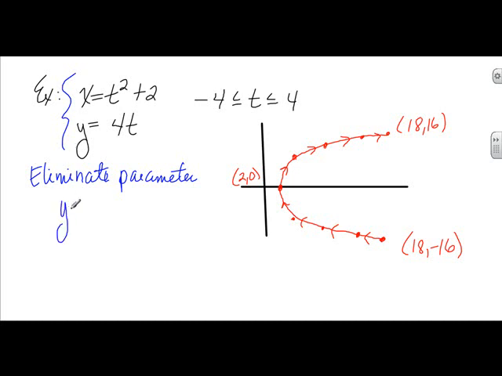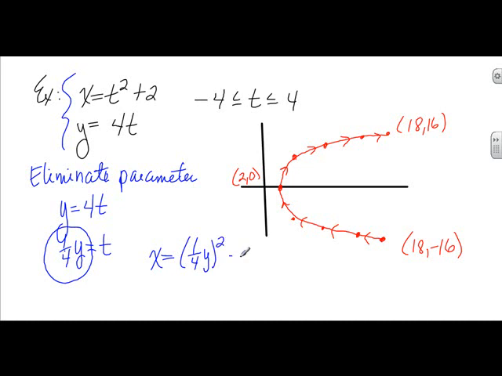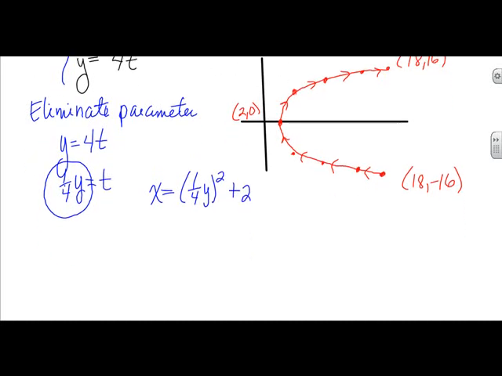So solving that equation for t, 1/4 of y is equal to t. And then now you can plug 1/4 y in the x equation in place of t. So x will equal 1/16 y squared plus 2, which is actually the correct form of the parabola with a vertex at 2, 0, that sort of is laid over and opening up to the right.